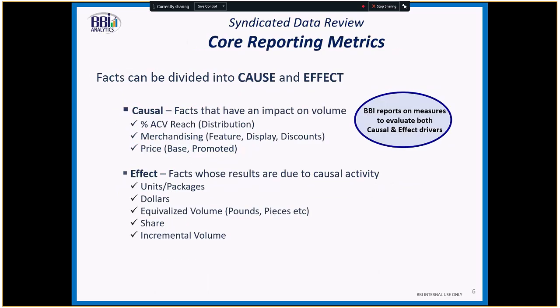Core reporting metrics. While we have access to hundreds of metrics within Nielsen, we typically use standardized measures that are causal and effect. Causal are facts that have an impact on volume, so think about your 4 Ps, distribution, merchandising, price. And then effect are facts whose results are due to causal activities, so your units, dollars, equivalized volume, share, incremental volume, etc. You will find measures that fall within both drivers in most of our reporting that we publish on a monthly basis.